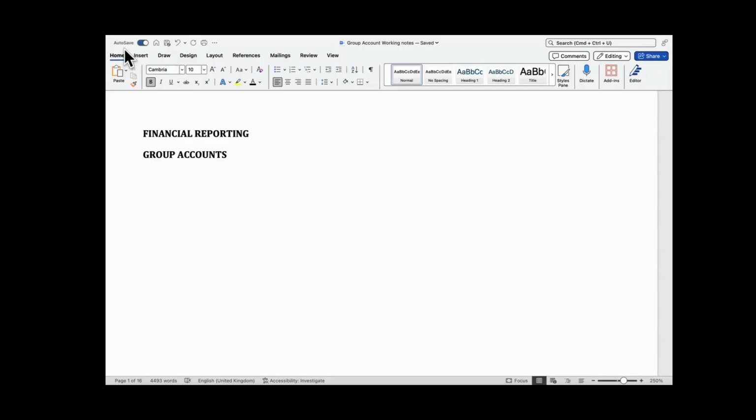But let's quickly take on group account. So the first thing I want to mention is not defining group account, but why do we have to learn this? Why are we even talking about group account in the first place? So the first thing we need to do is to have a context behind preparation and presentation of group account.